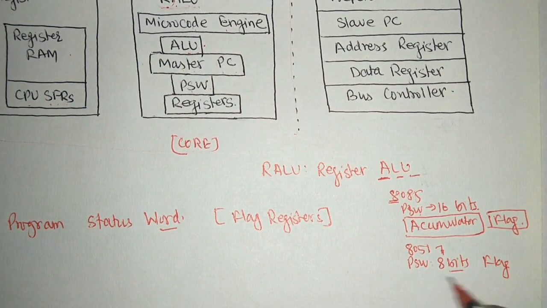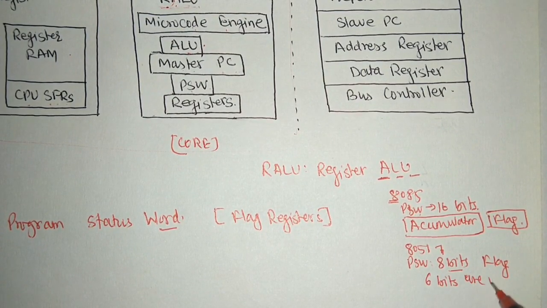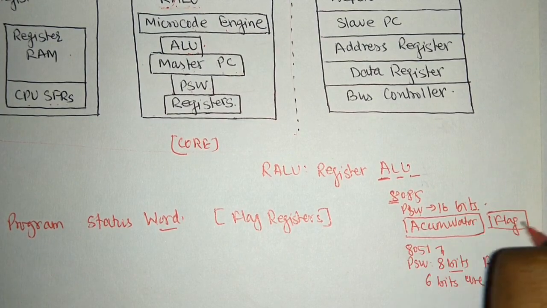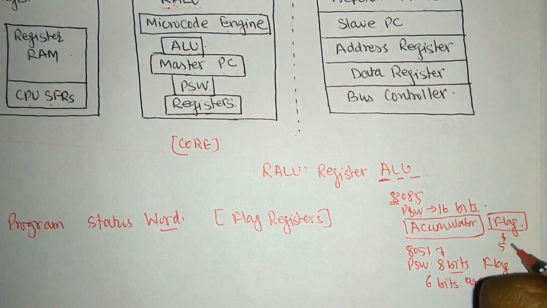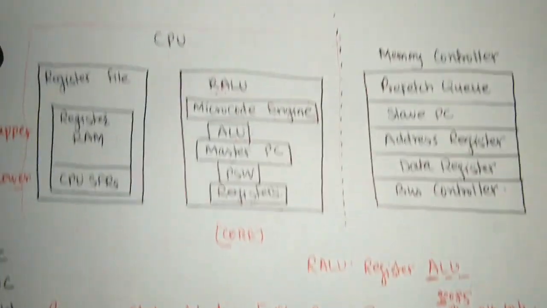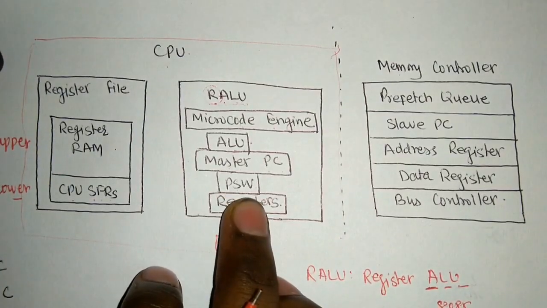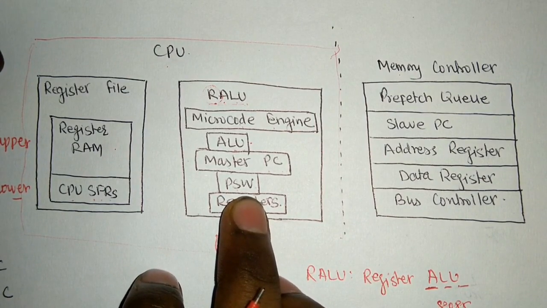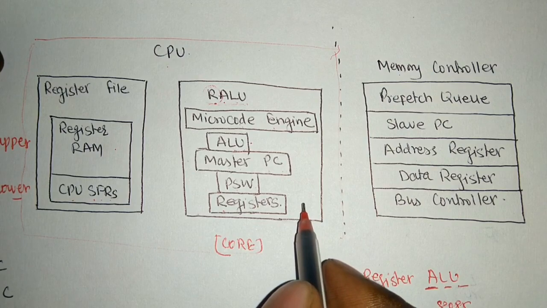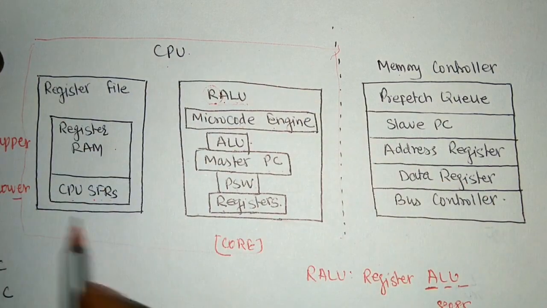Here 6 bits are used. In case of our microprocessor, we had used 5 bits for the flag registers out of 8 bits. Here we use 6 bits. So that is basically our program status word, which will be acting as a flag register here. Then we have other registers, our general purpose registers basically. This whole unit is called the CPU.